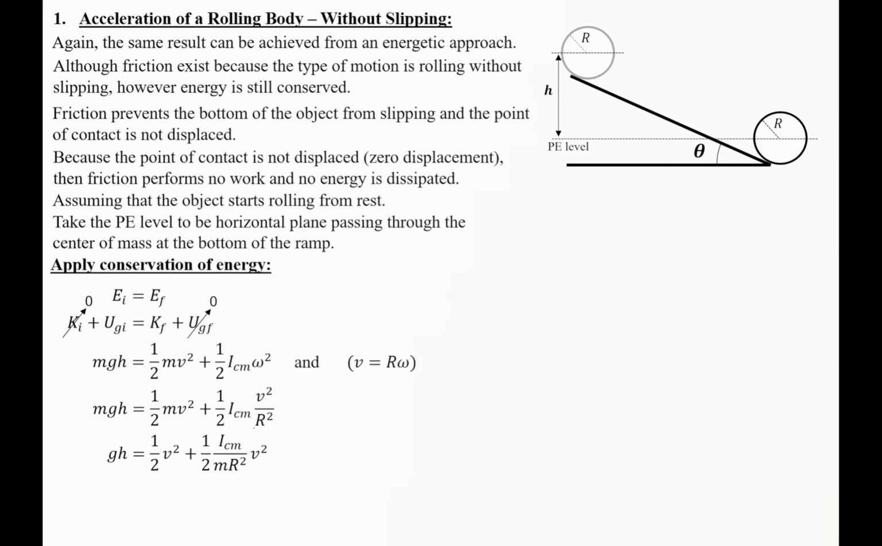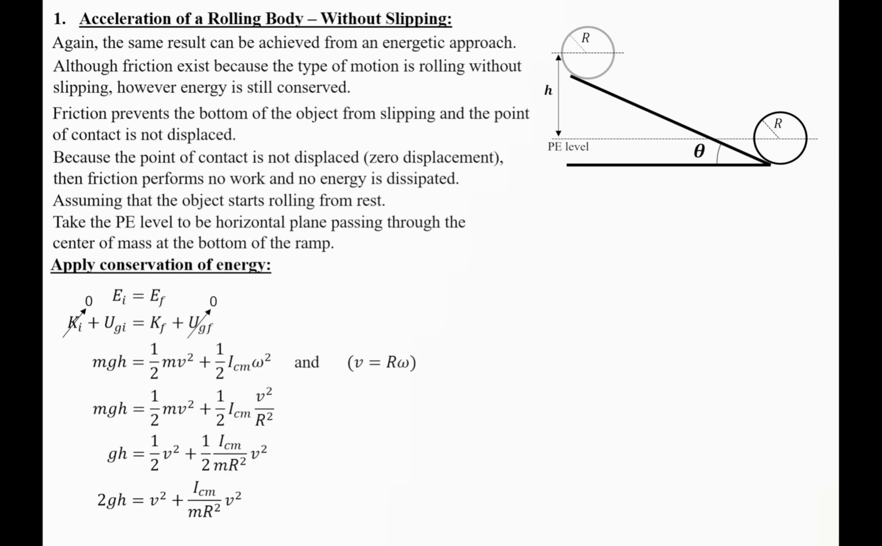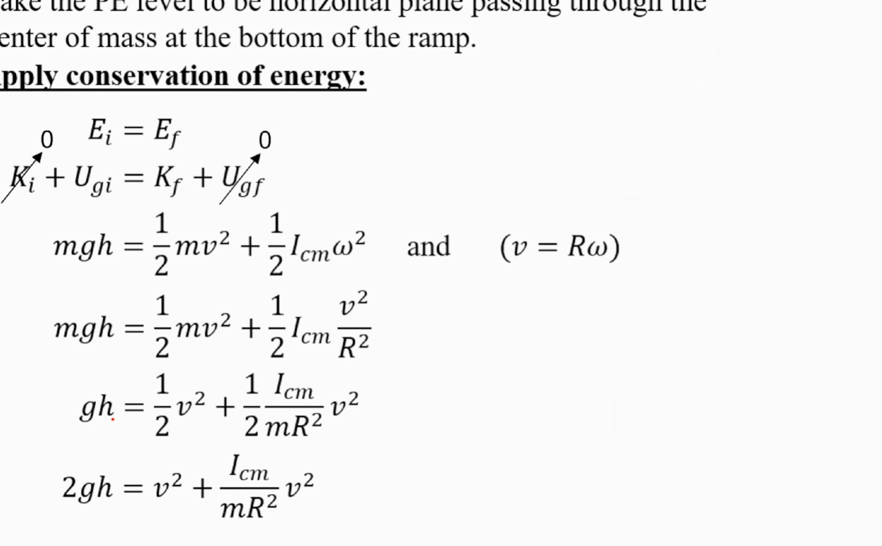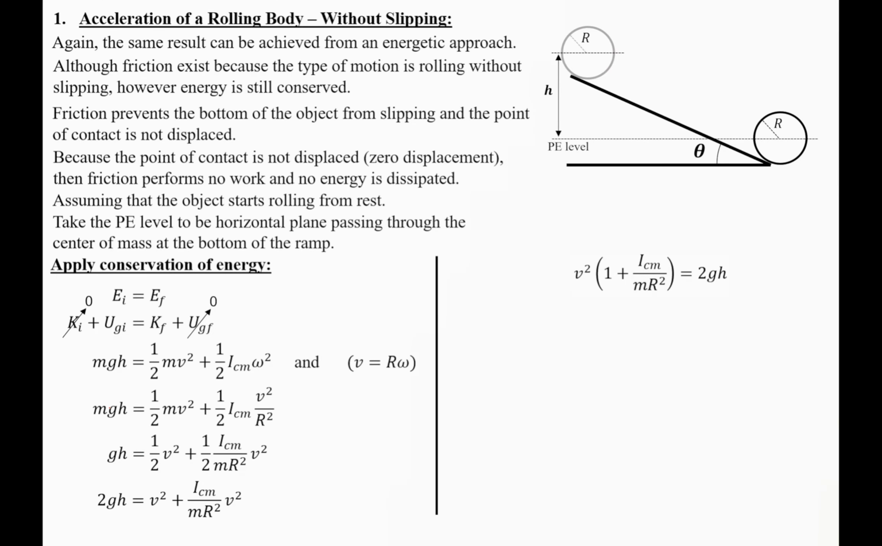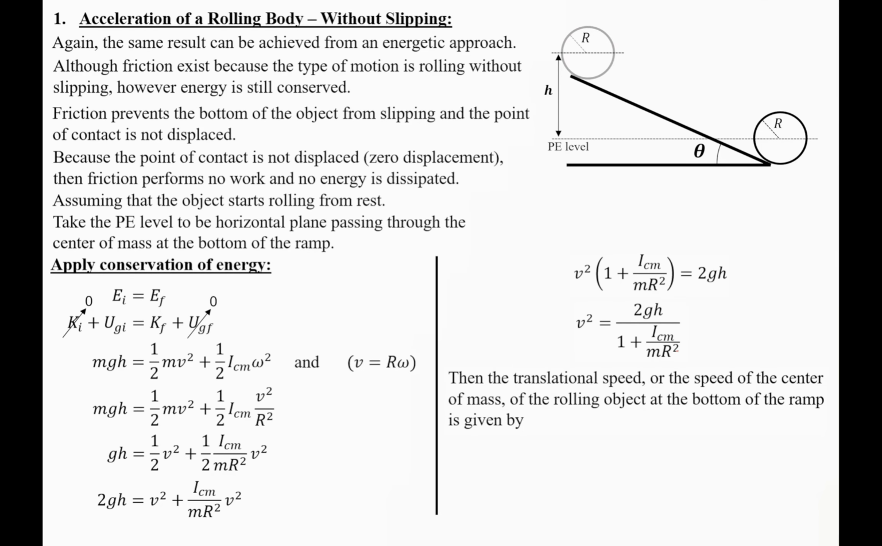Now again, we will use the same trick, which is representing I, but not I, but rather I over mr square. So here we have divided by m, divided by m, divided by m. So these will cancel, and r square can be combined with the moment of inertia. And here we have a factor of 2 down, so we'll take it up. And we're going to read the equation from right to left or left to right, factoring out v square. Then v square would be given by 2gh divided by the following fractional expression. And the translational speed, or the speed of the center of mass of the rolling object at the bottom of the ramp, is given by the following.